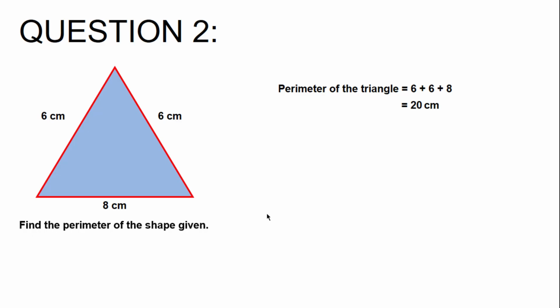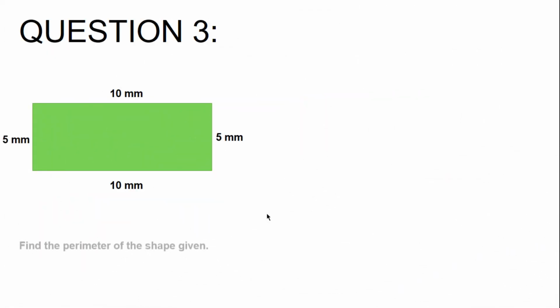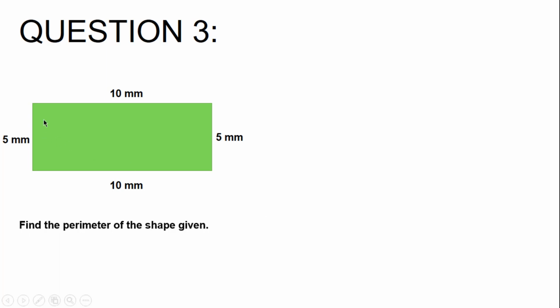So we will solve another question to understand this better. So my third question says that I need to find the perimeter of the shape given. So let us first understand what the shape is. Yes, it looks more like a rectangle. Why do we know this? Because one of its length is bigger than the other side. So this is 10 and one is 5. So one is bigger than the other and on the opposite sides they are equal. So this is a rectangle.